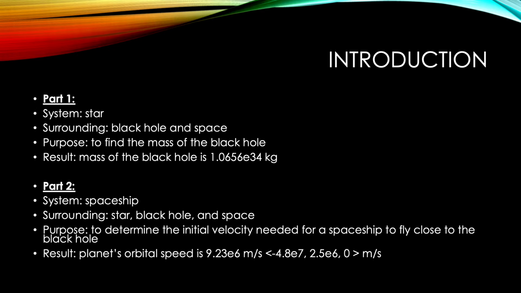This lab has two parts. For part 1, the system is the star and the surrounding is the black hole and space. The purpose of part 1 is to find the mass of the black hole. And for part 2, the system is the spaceship and the surrounding is the star, black hole, and space. The purpose of the second part of the lab is to determine the initial velocity needed for a spaceship to fly close to the black hole.